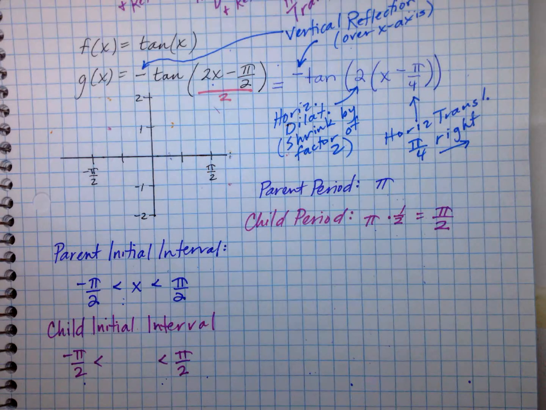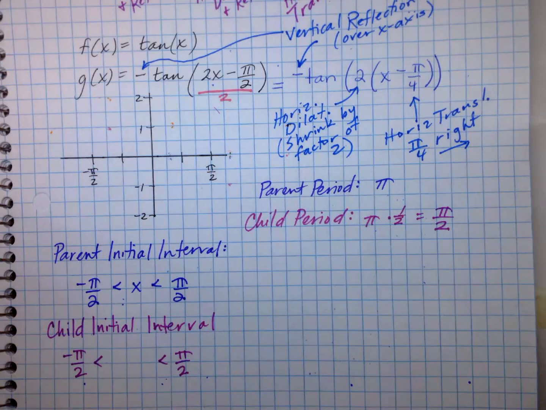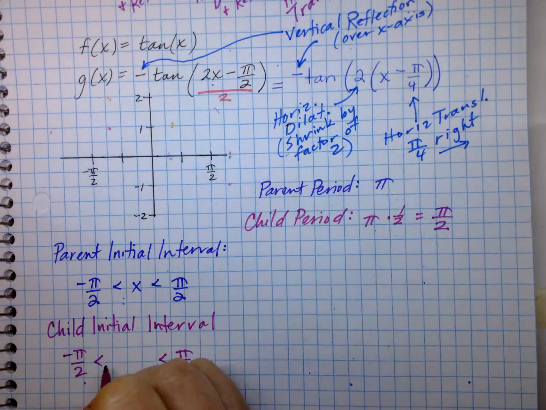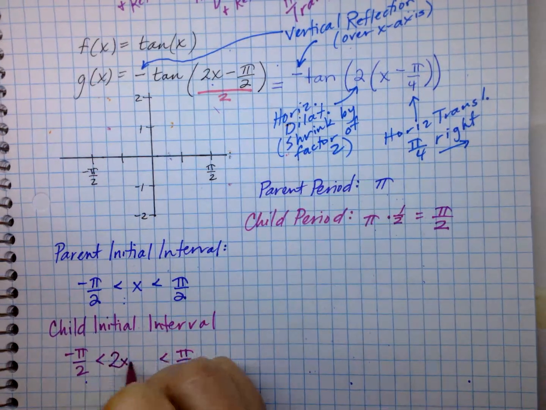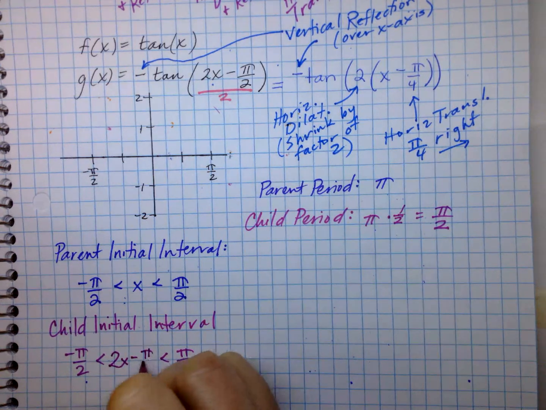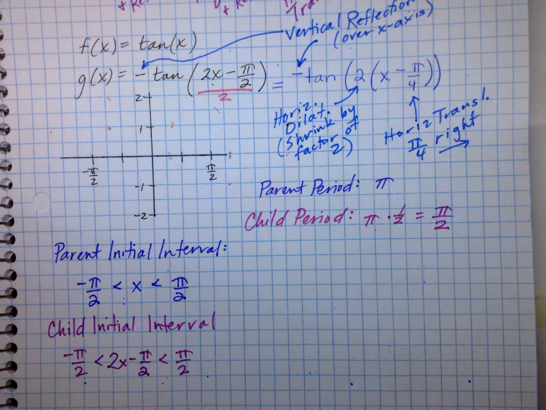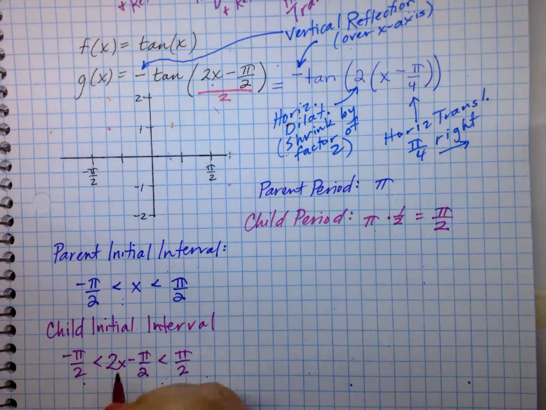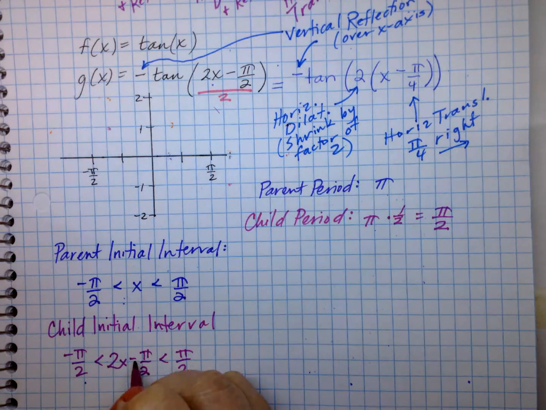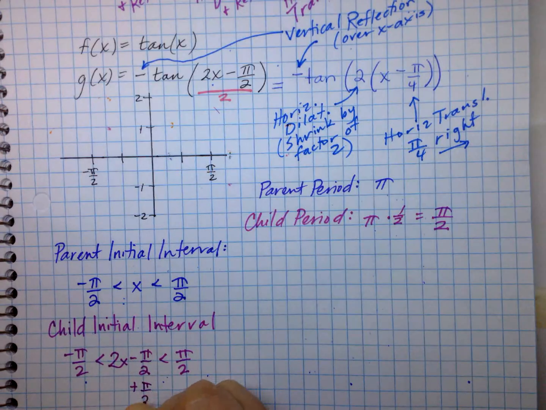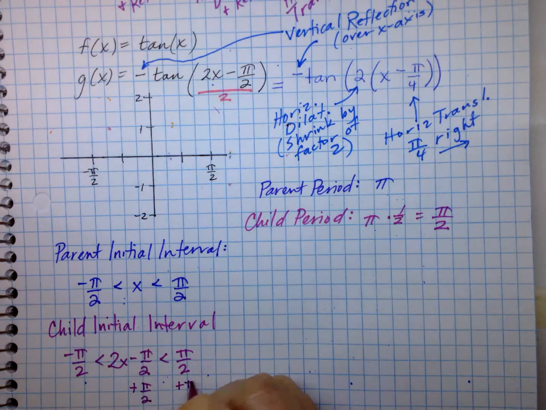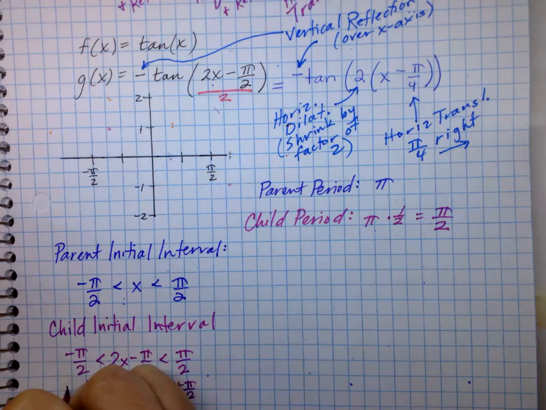Either way should get you to the same initial interval for the child function. I think I'll write it just as it looks up here in the beginning, so I'll write 2x minus pi over 2. Okay, I want to solve for x in here, so that means I need to do a two-step inverse operations solving process. So I'm looking at minus pi over 2. I'm going to add pi over 2 to all three sides.